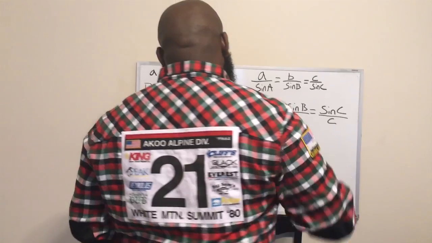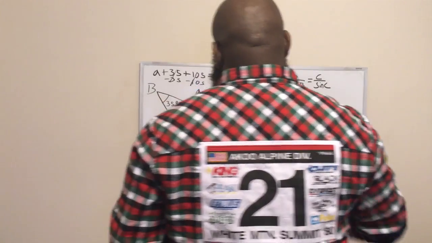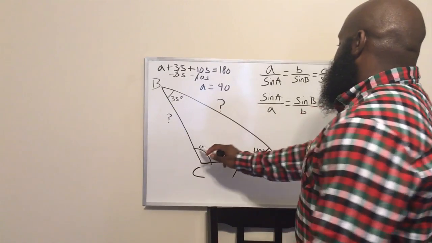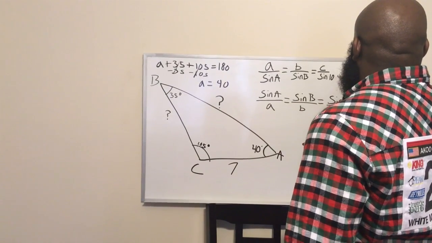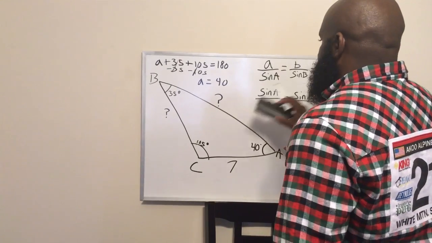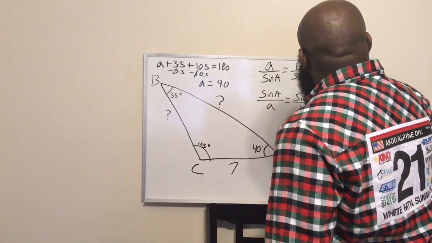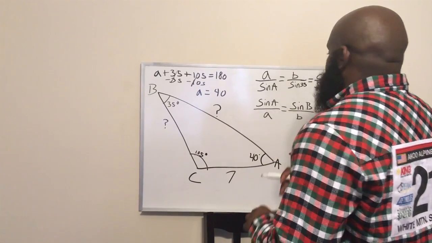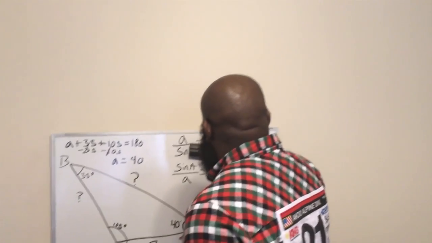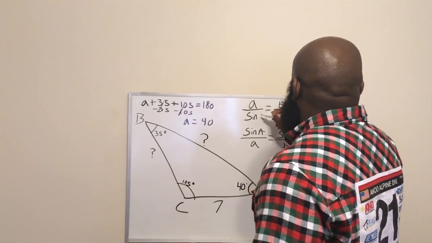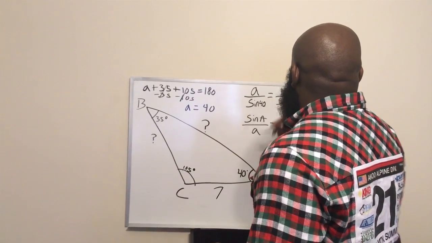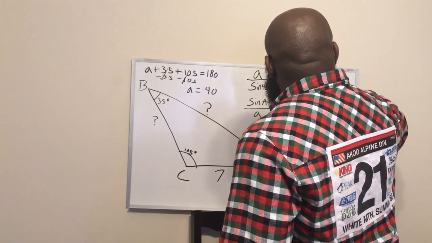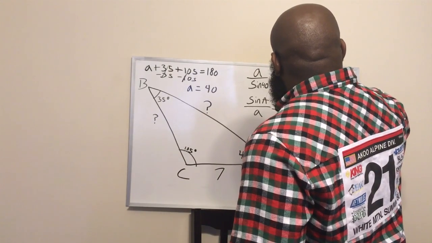So let's input the information with our placeholders. We know that angle C is 105. We know that angle B is 35. We know that angle A is 40. And we know the side B is 7.